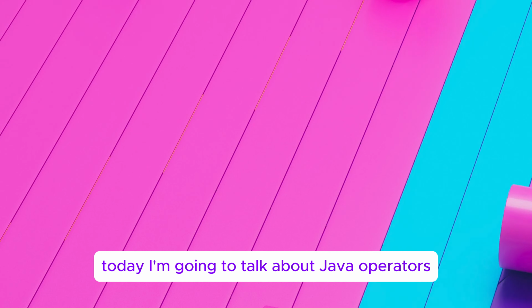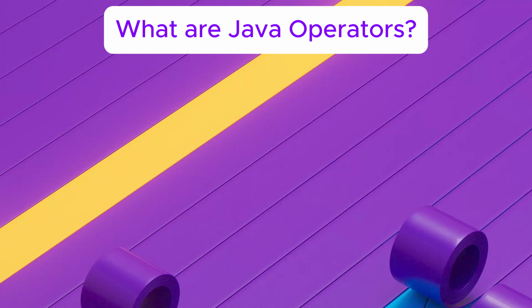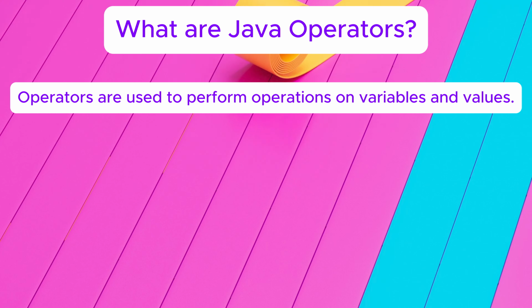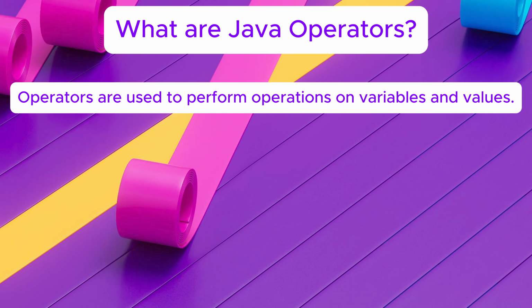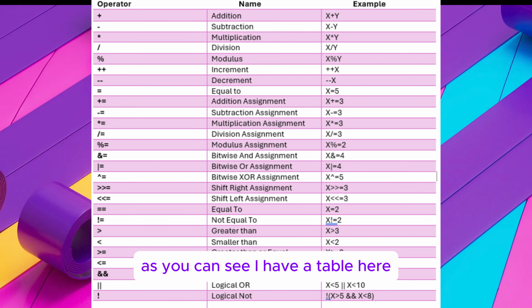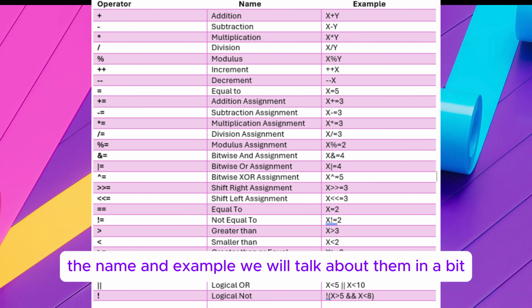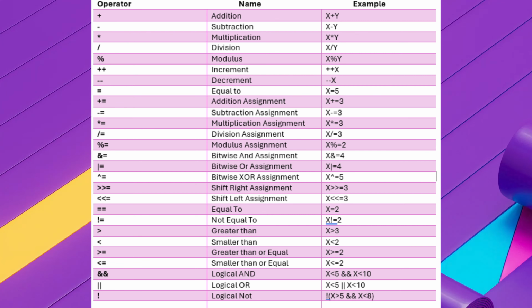Today I'm going to talk about Java operators, which are really essential. What are Java operators? Operators are used to perform operations on variables and values. As you can see, I have a table here. You can pause the video and see each of the operators, the name and example. We will talk about them in a bit.